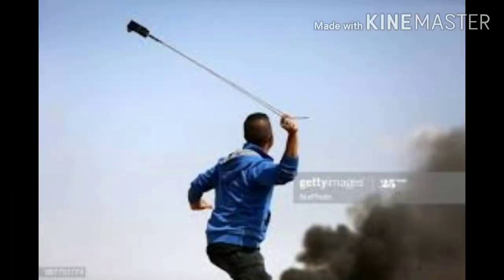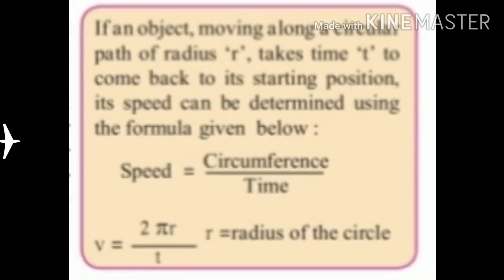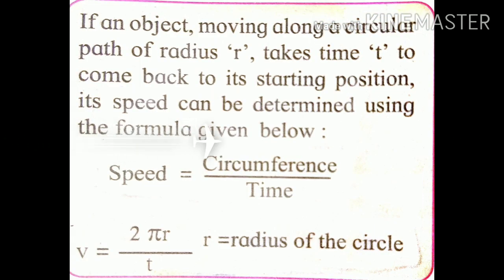For example, the motion of a stone in a sling, or that of any point on a bicycle wheel when they are in uniform motion. Here we can conclude that if an object moving along a circular path of radius r takes time t to come back to its starting position, then its speed can be determined by using the formula given below. Speed is equal to circumference upon time.